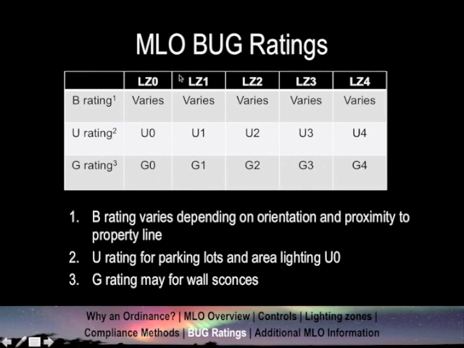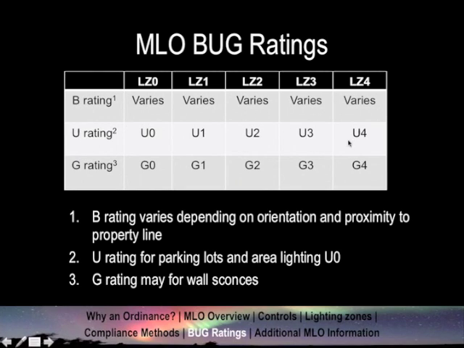And here are basically what the bug ratings are, depending on where you're located on the property. And it's pretty easy. Notice that U0 matches up with lighting zone 0, and U1 matches up with lighting zone 1, and the similar things with glare. So a bug 1 with U1 and G1 all are with lighting zone 1. Reason why I say backlight varies, it's because it depends on how close you are to the property line. The closer you are, the more restricted the backlight's going to be.